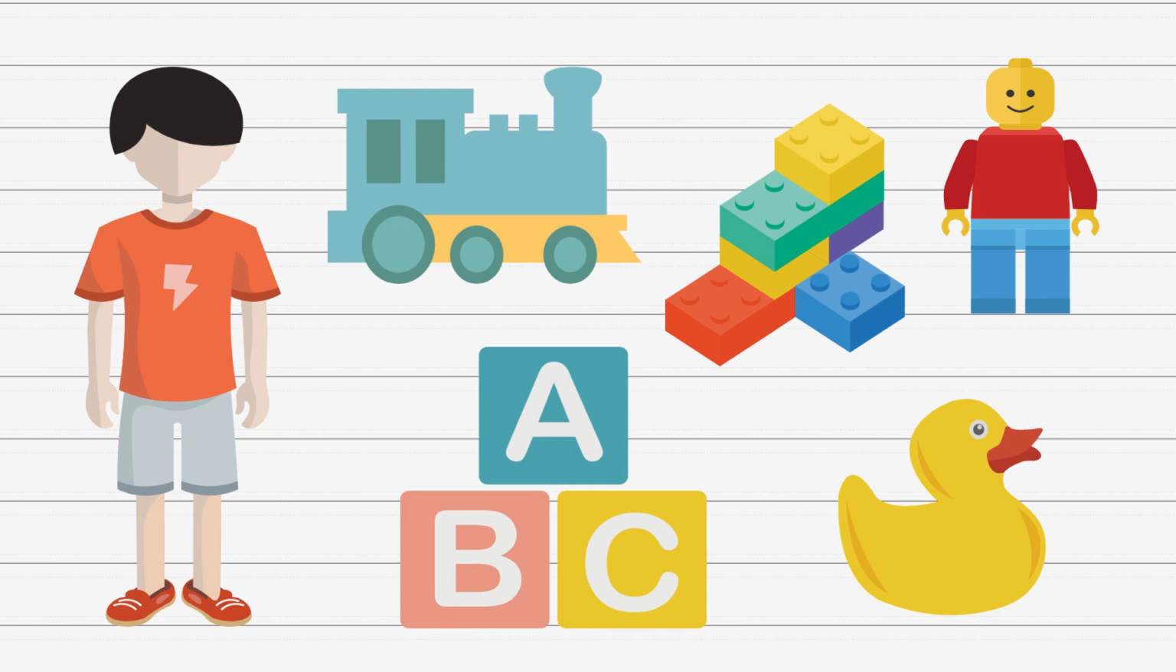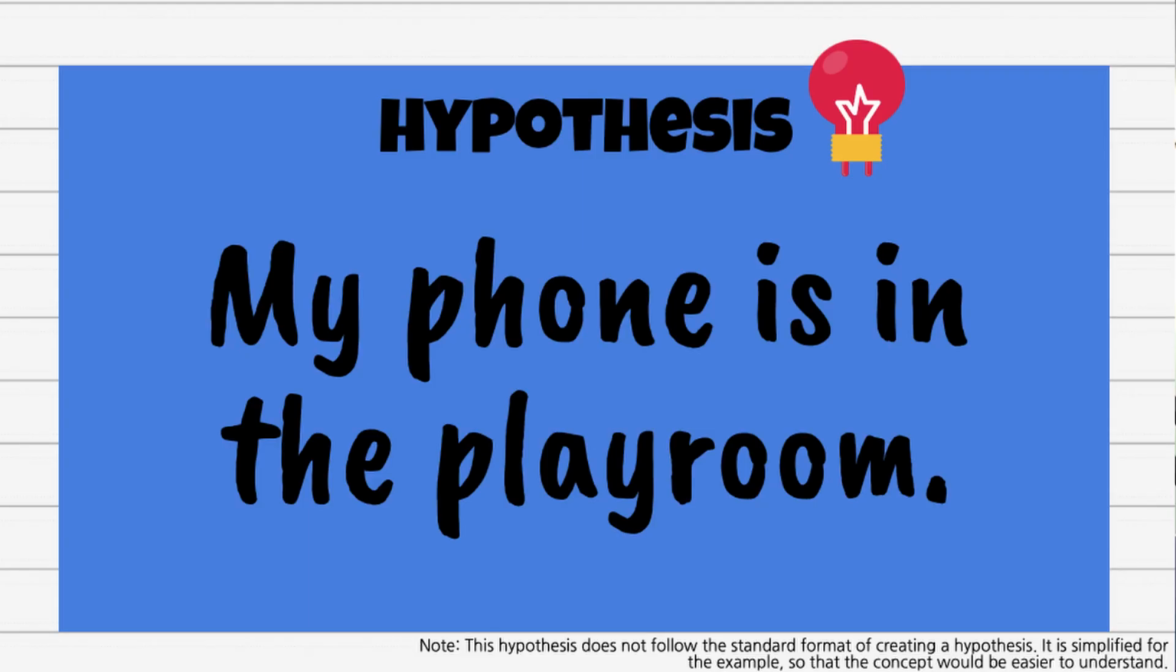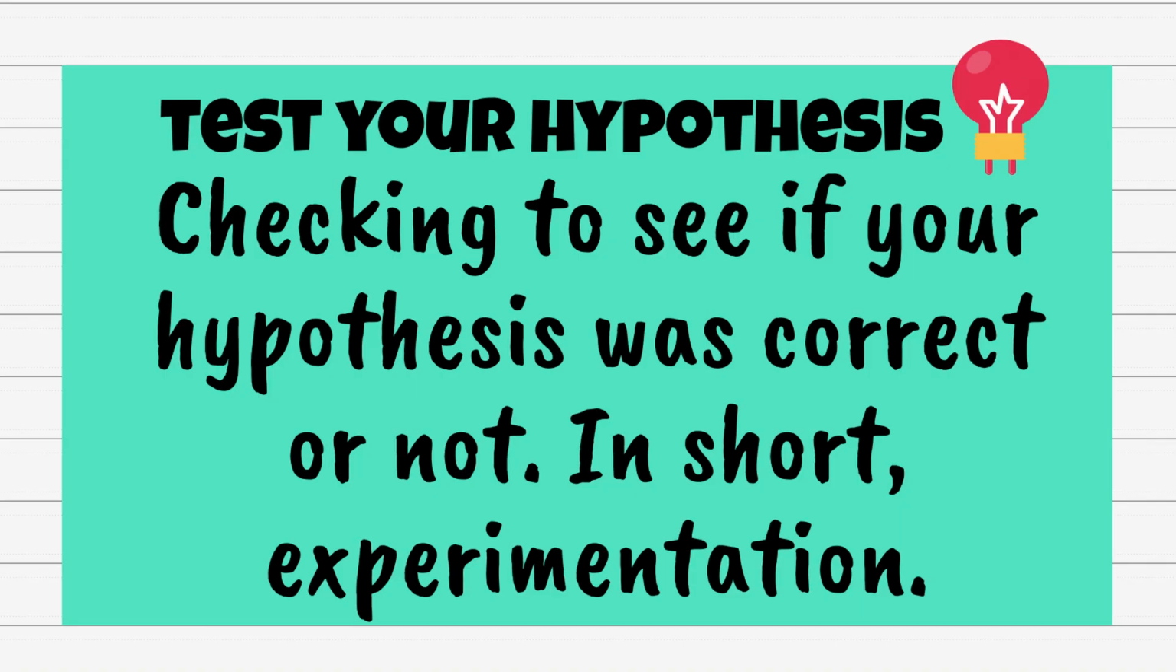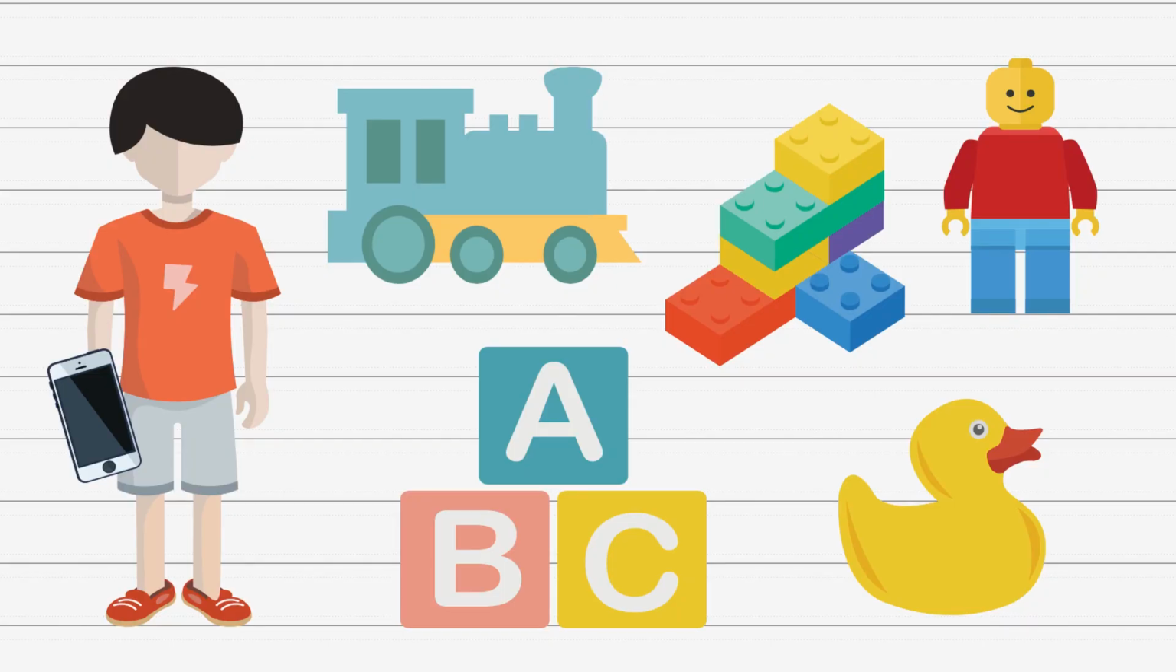Back to the example. Your observations or data gathered could be from your memory. The last time that you saw your phone, it was in the playroom, so your hypothesis could be, my phone is in the playroom. Now you go and test your hypothesis. It is as straightforward as you think it is. You check to see if your hypothesis was correct or not. In short, experimentation. You check the playroom and see that your brother is actually using your phone.